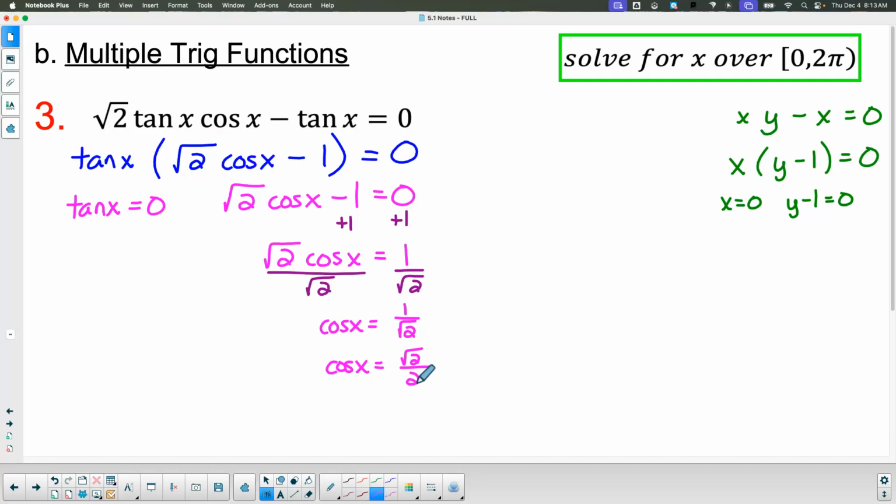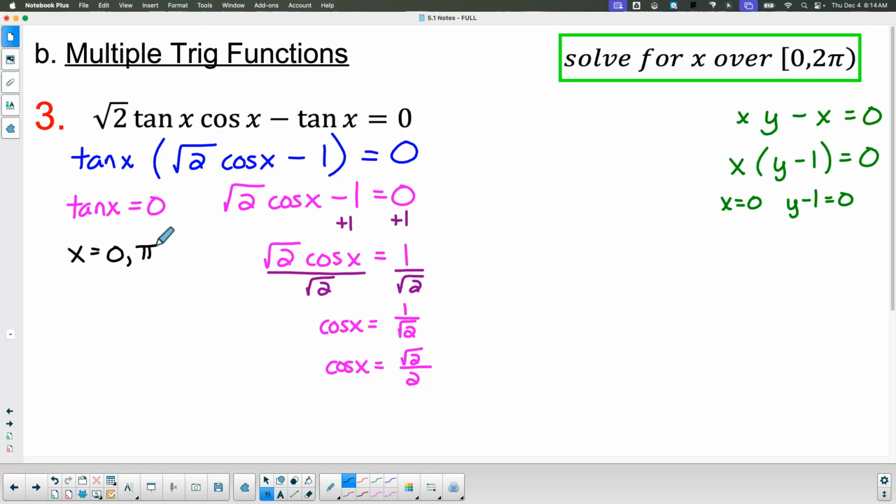Okay? So now I'm looking, where does tangent equal 0? Tangent equals 0 when what happens? Tangent is what over what? Sine over cosine. So tangent is equal to 0 when sine is 0. Where is sine 0? 0 and pi. Okay.